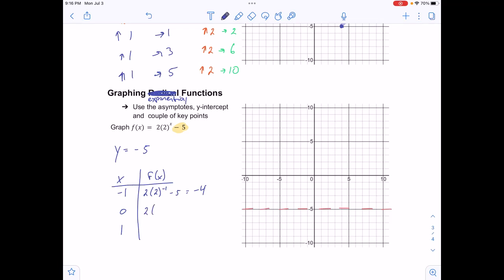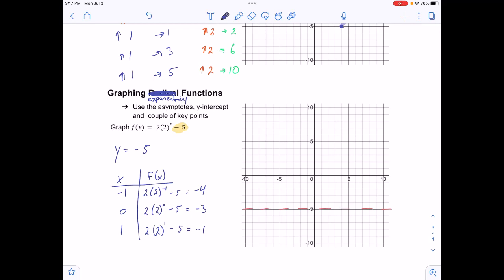So 2 to the power of 0, take away 5. You remember that anything to the power of 0 is just 1. So this is a 1, and we go 2 times 1 is 2. 2 take away 5 is -3. And for our last one here, I'll go 2 times 2 to the power of 1, take away 5. 2 to the power of 1 is 2. 2 times 2 is 4. 4 take away 5 is -1.